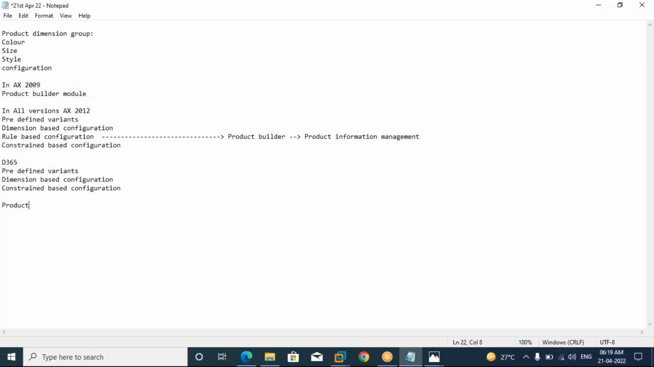Product master, released product, and item master. All these are the same, but there is a difference. At this point, all these are the same and different. There is a difference, so I will explain the differences to you later, but these are all the same at this point. Okay, fine.